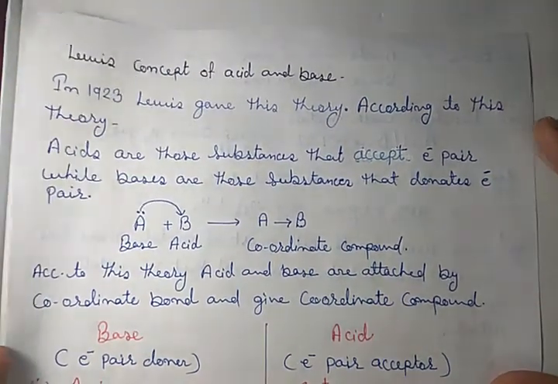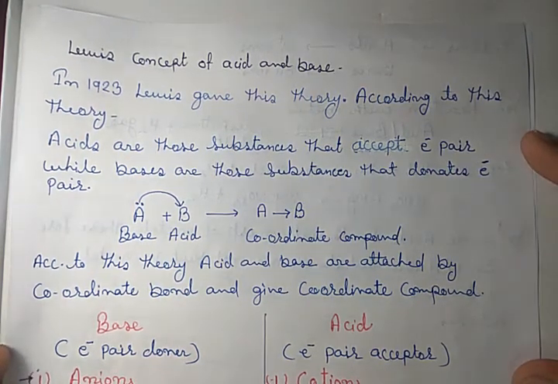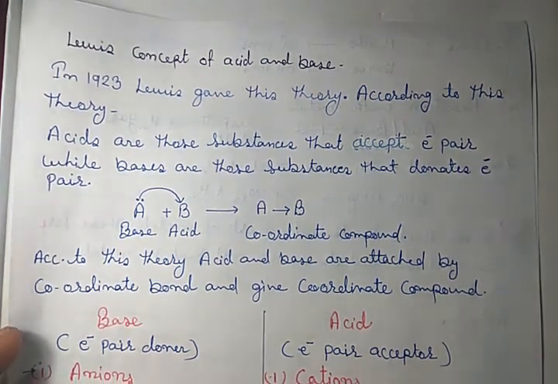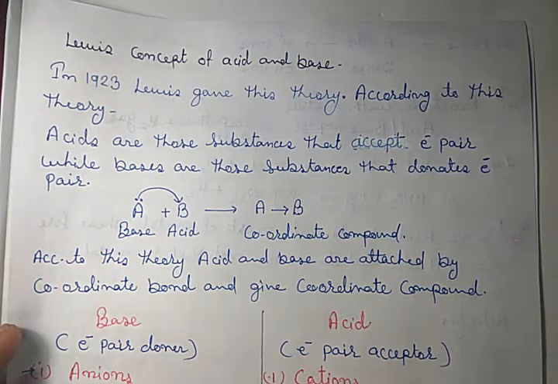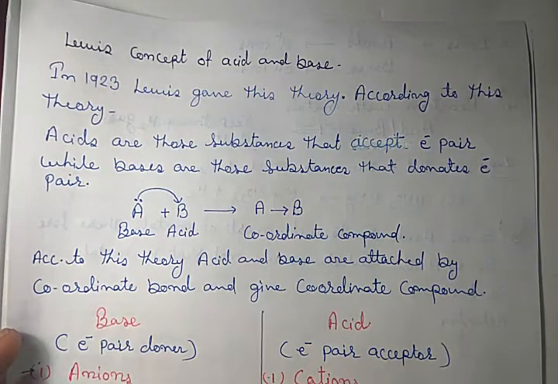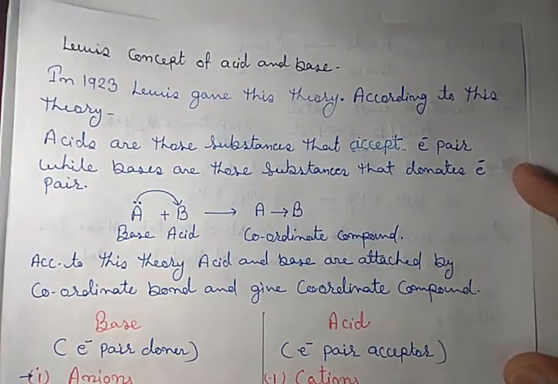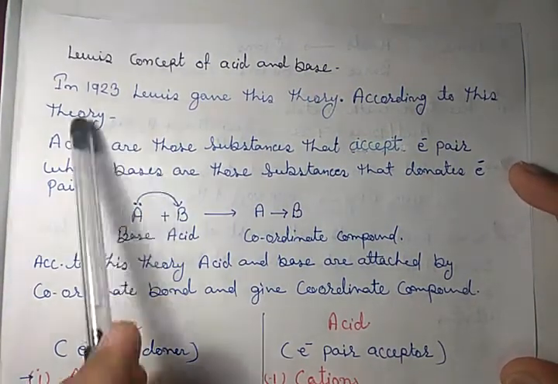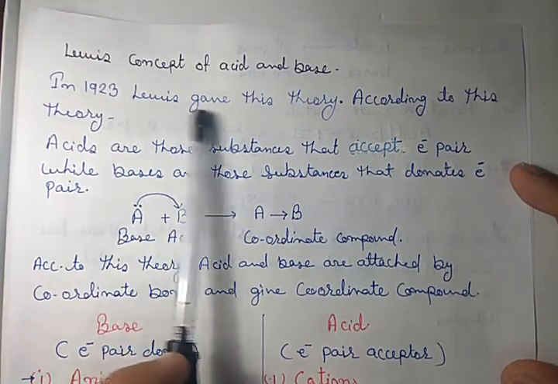As compared to the two theories, Arrhenius and Bronsted-Lowry, it is easier but it is very important for the exam. And how the questions come in the paper we will discuss later on. Firstly we discuss this theory, the Lewis acid-base concept. This theory was given by Lewis in 1923.